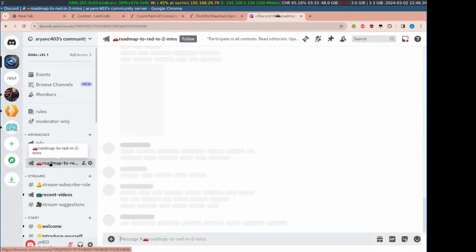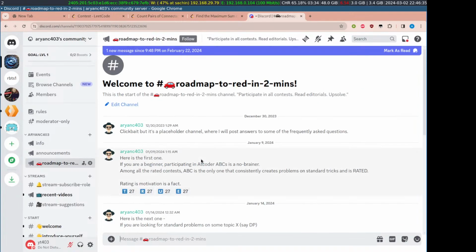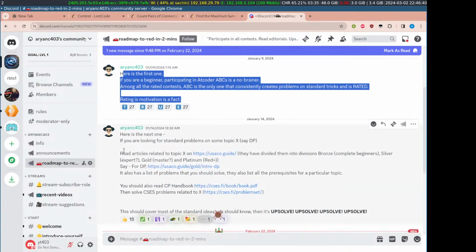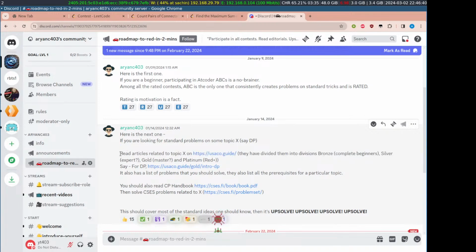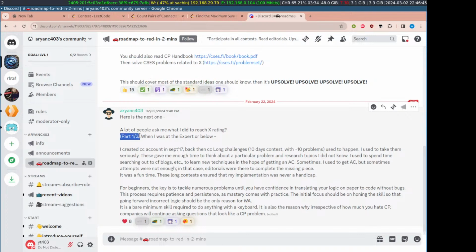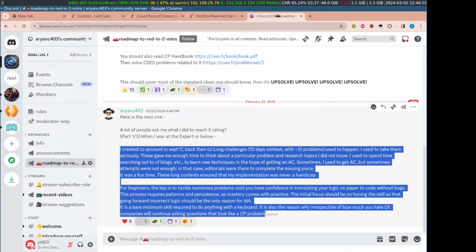So this is a Discord server, where I started. The first thing was you should try to solve ABC, etc. The next one was, if you want to master some topic X, then how you can do it. The third one is divided into 3 parts. I have only posted the first part so far: how do they reach X rating. So if your goal is to reach expert or below, this is what you can do.